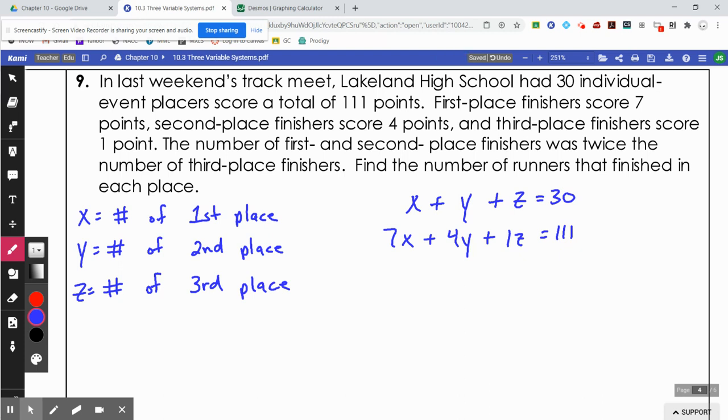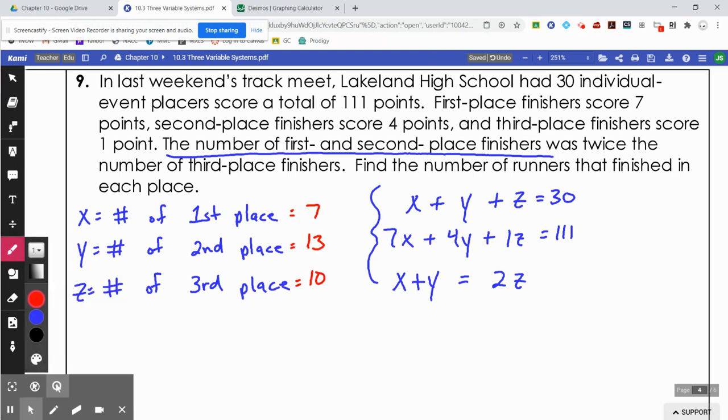When you add those together, they got a total of 111 points. And then finally, it says the number of first and second place finishers, which would be X plus Y, is equal to twice the number of third place. So X plus Y is equal to 2Z. Take this system, solve it, and here's what you're going to get. There were 7 first place, 13 second place, and 10 third place finishers.